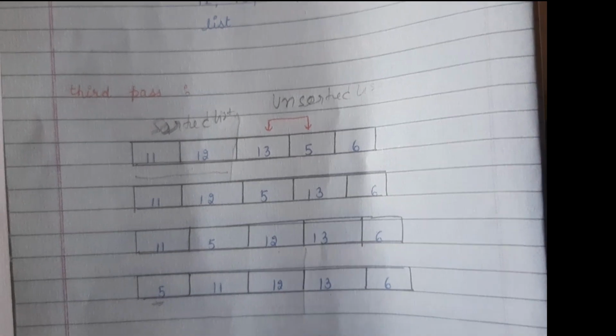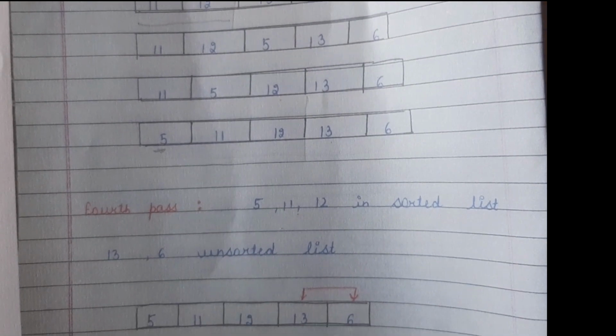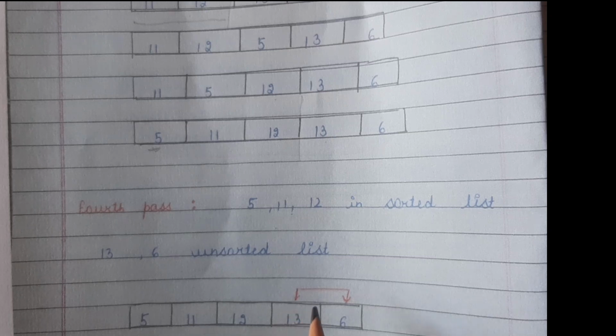So now we start the fourth pass. In the fourth pass, 13 and 6 are compared. At the starting time, 13 and 6 are compared. So 6 is smaller than 13. So it means we have to place the 6 in the left part. So 6 and 13 are interchanged.